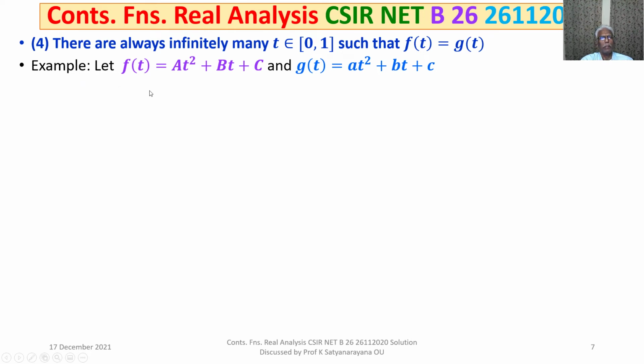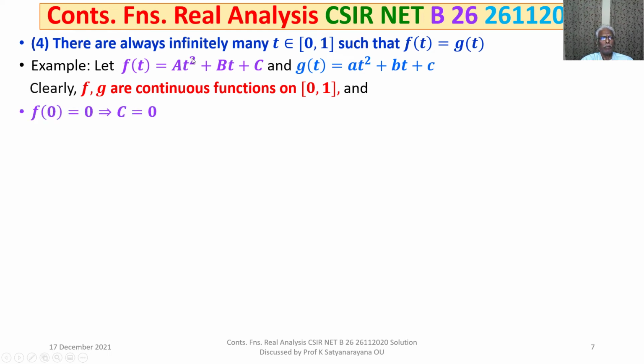Let f of t is equal to capital A t square plus capital B t plus capital C and g of t is equal to a t square plus b t plus c in small letters. And clearly, because they are polynomials, they are continuous functions on the closed and bounded interval 0 to 1. And f of 0 is equal to 0. The conditions we will lay down. What are the conditions? F of 0 is equal to 0. That will give you c is equal to 0. F of 1 is also equal to 0.